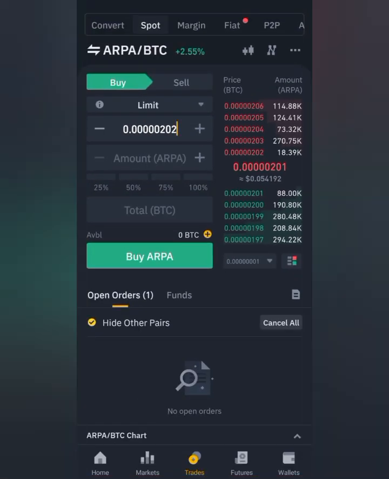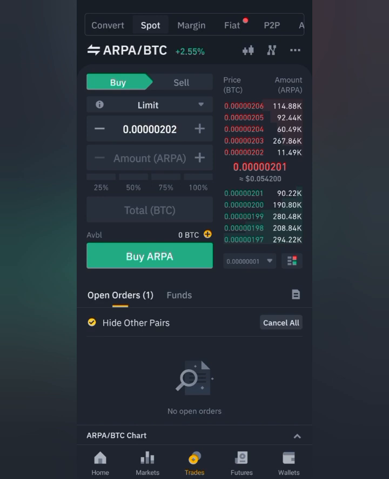So all you just got to do, right, is you have to buy BTC. And then when we buy BTC, we're going to buy ARPA with BTC, and then we will sell it to USDT. Simple. That's how you do the triangular arbitrage. Now, that is triangular arbitrage. Let's move over to spot trading.